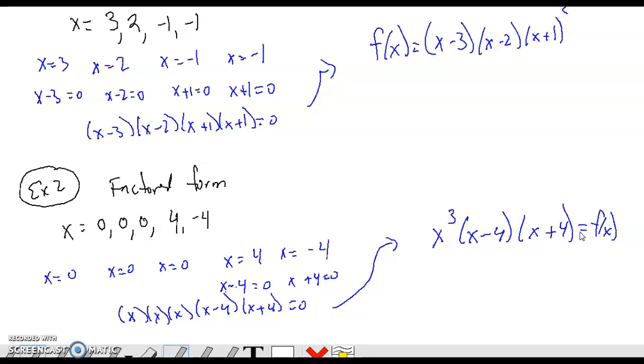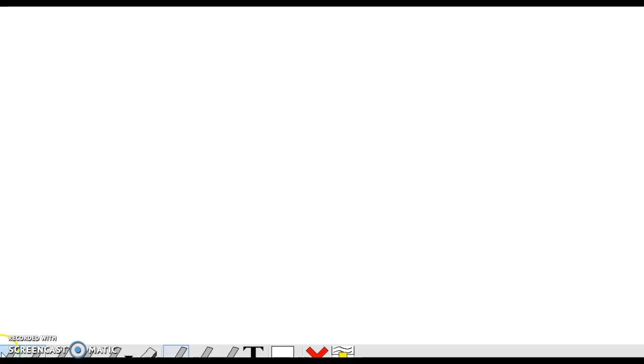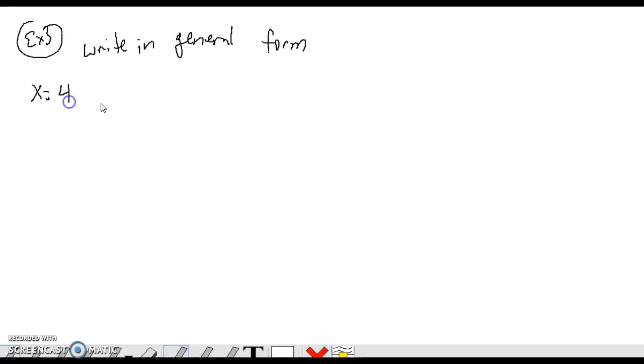All right, and let's do one more. And this time let's not do it in factored form. So this one will be a little bit more challenging. We'll call this example 3. Write in general form, because not all of our zeros are going to be integers or rational numbers. So here are our zeros. x was equal to 4, and then 2 plus root 11, and 2 minus root 11.